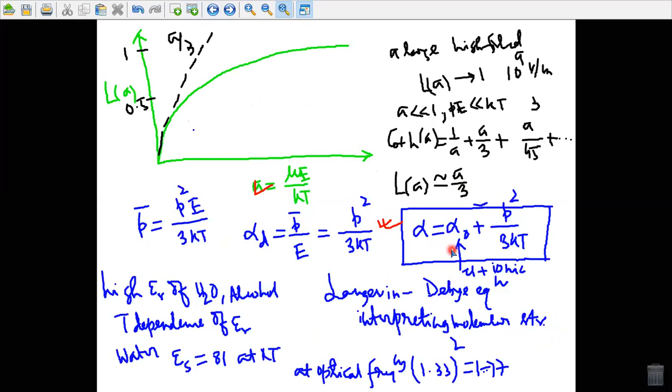So if alpha naught denotes the sum of the electronic and ionic polarizabilities, then the total polarizability may be written as alpha equals alpha naught plus p squared upon 3kT. So this is the well-known Langevin-Debye equation and is of great importance to chemists in interpreting molecular structures. Depending upon this equation, many numerical problems may be solved. Maybe in the next assignment, I will give an assignment on dielectric properties of materials, but this is the most important equation in understanding molecular structures, right?